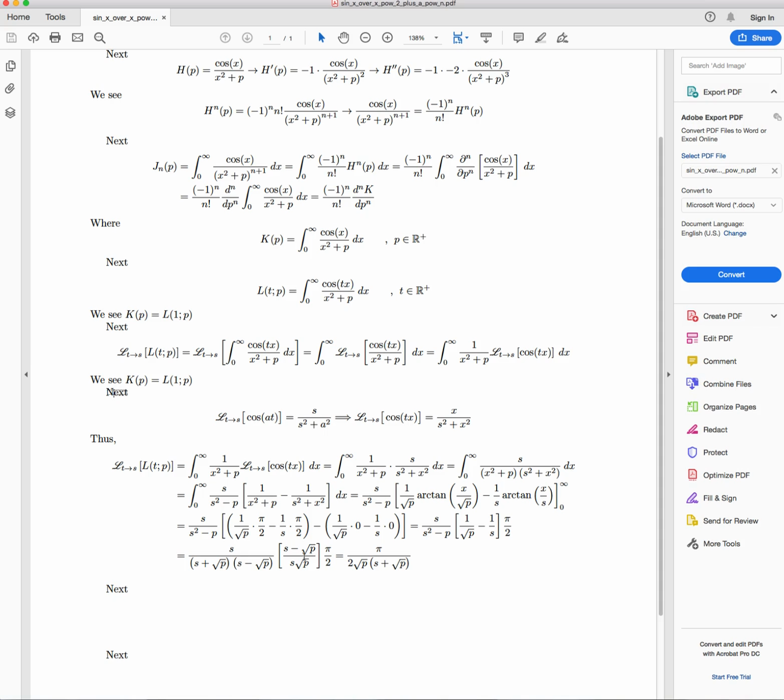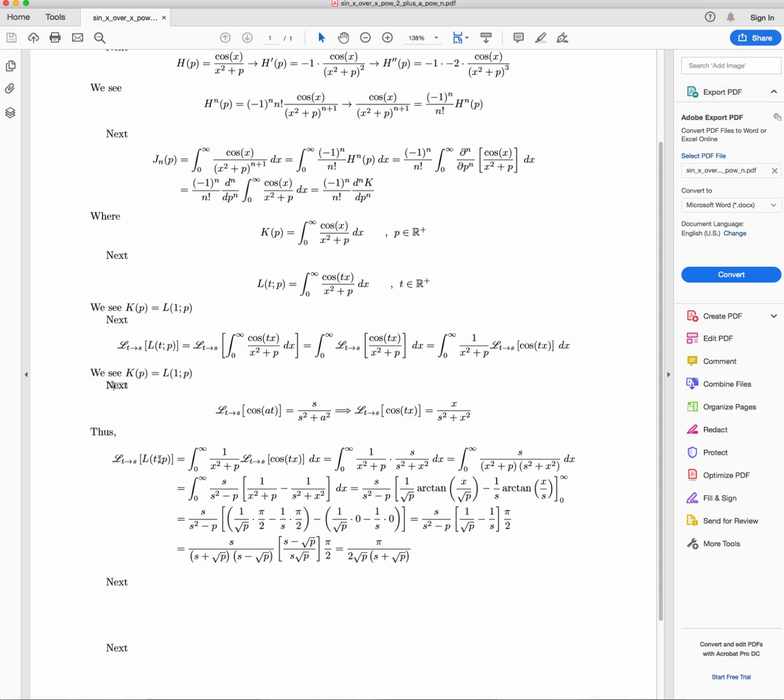We can see here that we can simplify quite a bit. So this component here cancels out with this component here. This s cancels out with this s. And so what we're left with is pi over 2 times the square root of p times s plus the square root of p. So again, taking it from a much more complicated expression, which we have here, down to a very simple expression. So this is the Laplace transform of the integral.